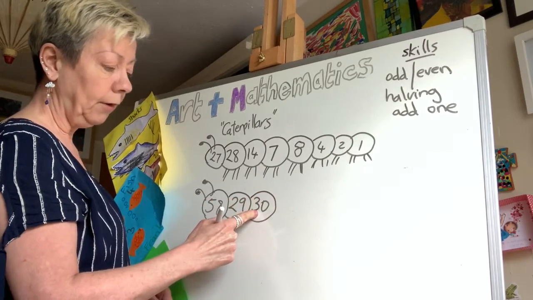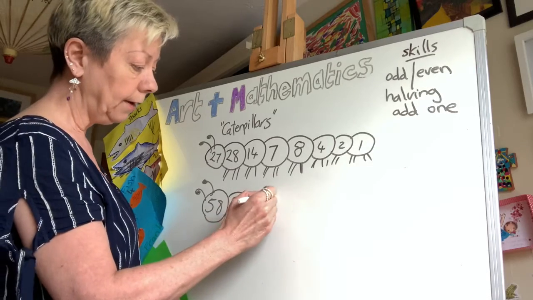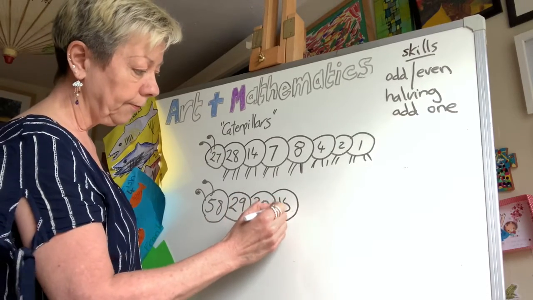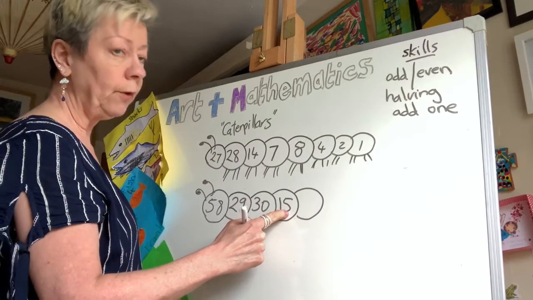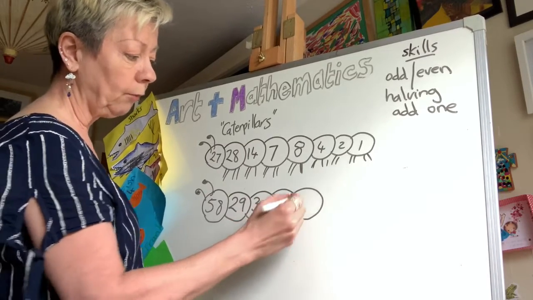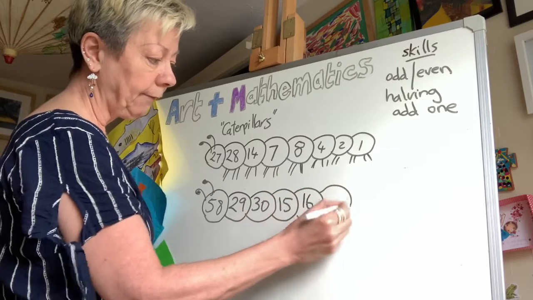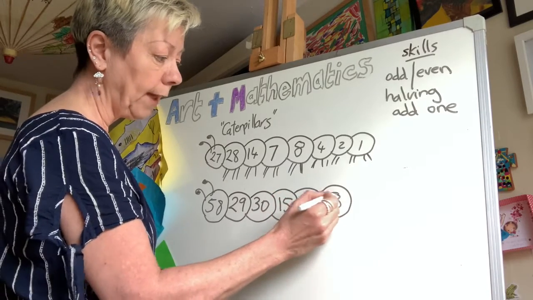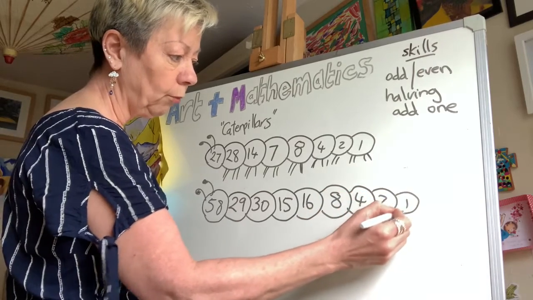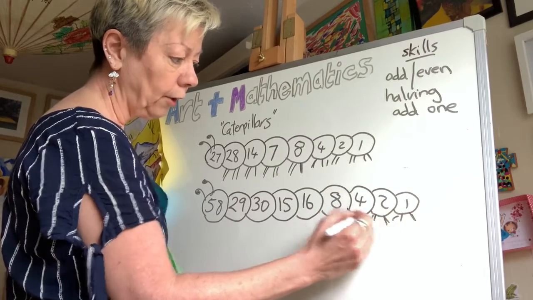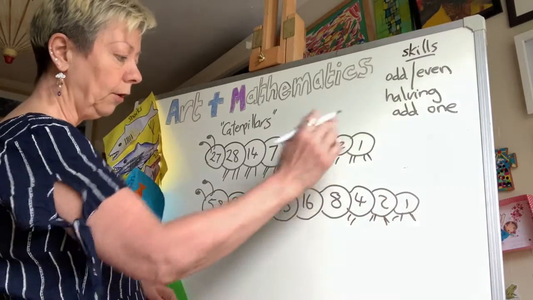Half of 30, you probably know that half of 30 is 15. Is 15 odd or even? 5 is not divisible by 2 evenly, so I've got to add 1. Half of 16, 8 and 8 is 16, I know that. Half of 8 is 4, half of 4 is 2, half of 2 is 1. And you've got another caterpillar, and you can see this one's even longer.